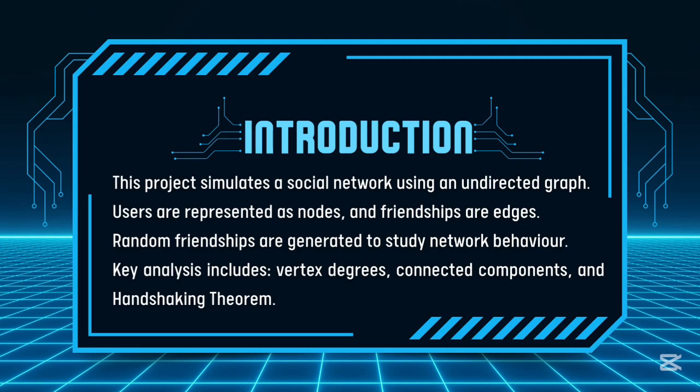So moving to our next slide, this slide gives an introduction to our B1 social network model. This segment simulates a social network environment. In our model, users are represented as nodes or vertices, and the friendships are represented as undirected edges. By generating random friendships, we are able to study the essential behavior of the network, focusing on key analysis points like vertex degrees and connected components.